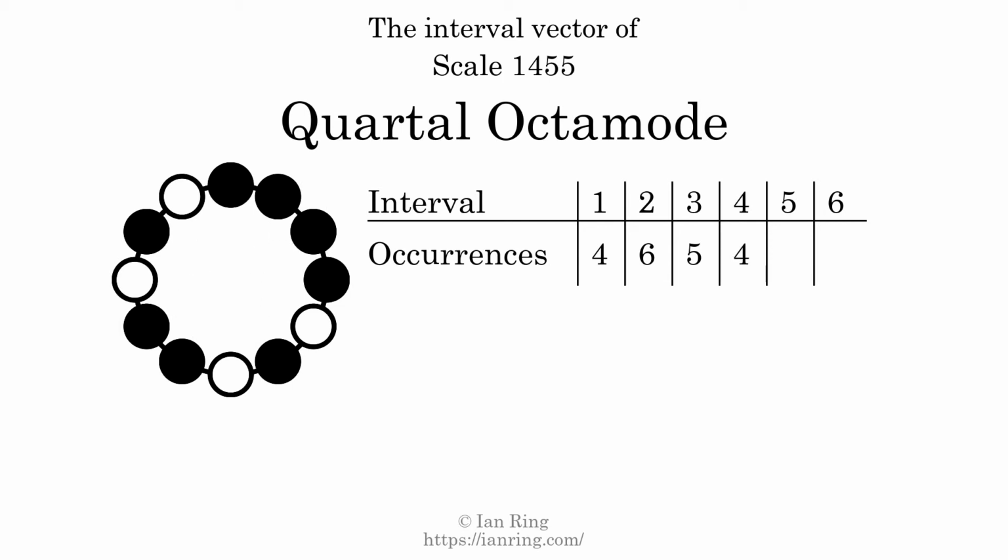There are 4 intervals with the size of 4 semitones. They are here, here, here, and here. There are 7 intervals with the size of 5 semitones. They are here, here, here, here, here, here, and here. There are 2 intervals with the size of 6 semitones. They are here, and here. Each interval does not appear in this scale a unique number of times, so this is not a deep scale.